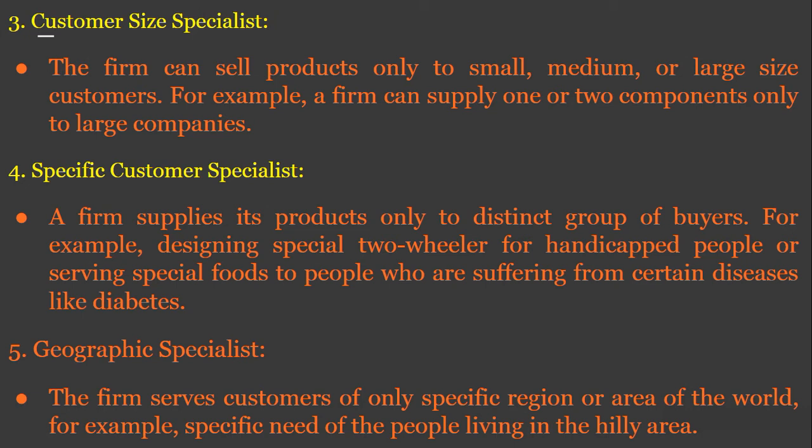Even some companies also have a specific customer specialty. A firm supplies products only to a distinct group of buyers. For example, designing special two-wheelers for handicapped people, or serving special food to people who are suffering from certain diseases like diabetes. Specifically for diabetic people, there are foods available, pills available. Even certain health drinks are also available, specifically which will not contain sugar. So they offer the products keeping specific customers in mind, those who are caring for their health, or health supplements specifically available for children. So this is specific customer specialist.